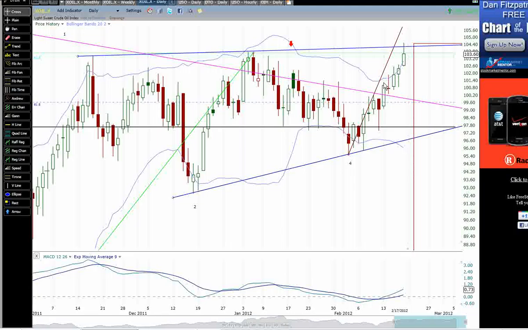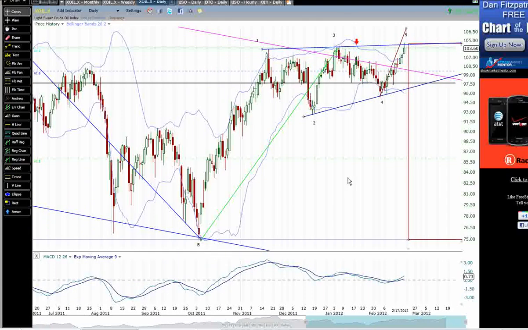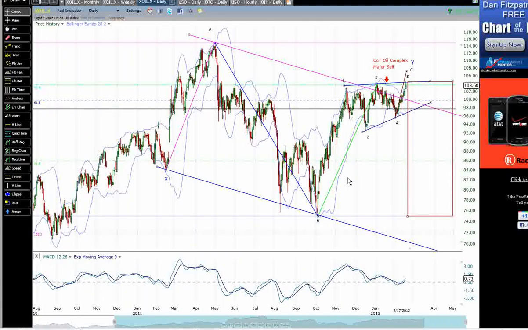But given that this is closed outside that band for 3 days in a row, it doesn't usually close outside that band much more than that. So by that measure, this move is probably topping here. So what I wanted to look at is a larger context here. What I've pointed out before is that I believe this is an A, B, C flat pattern forming here, and with oil now making a slight new high, it changes this just slightly, but not that significantly.